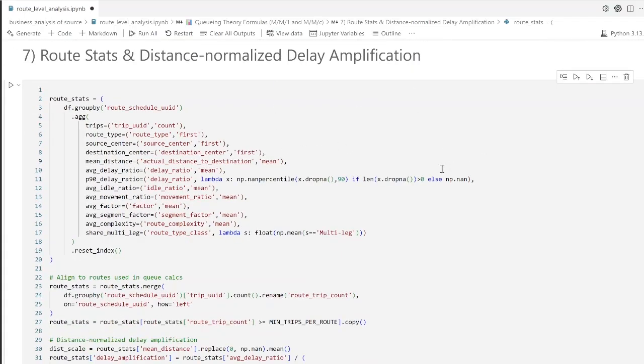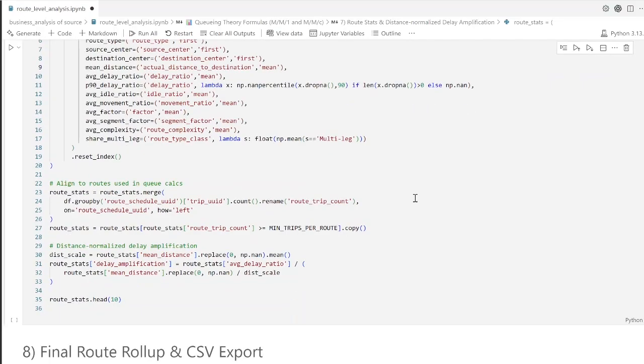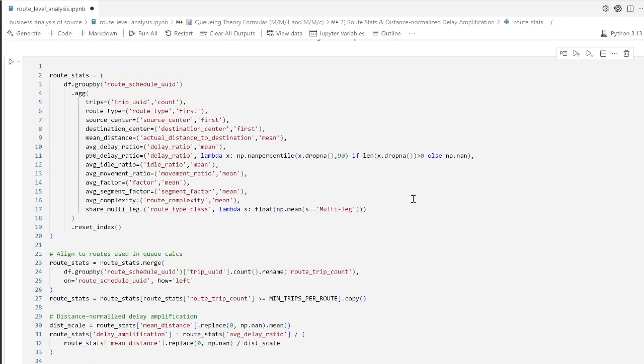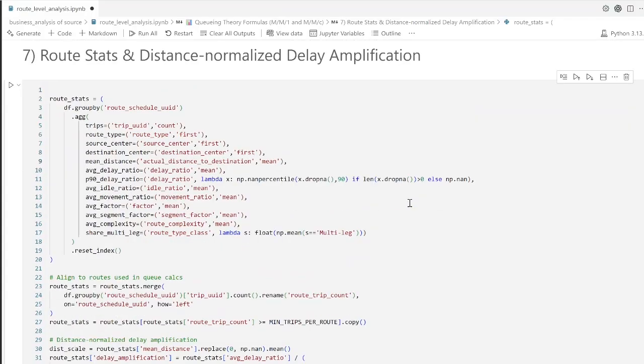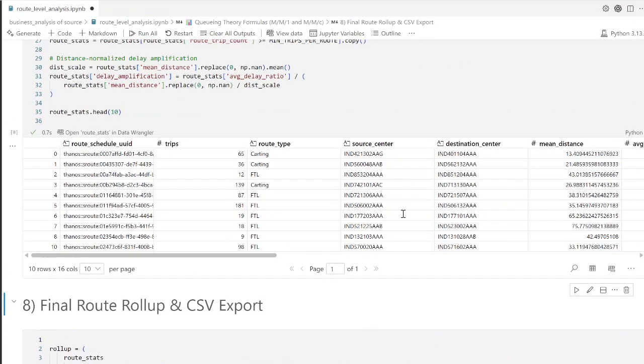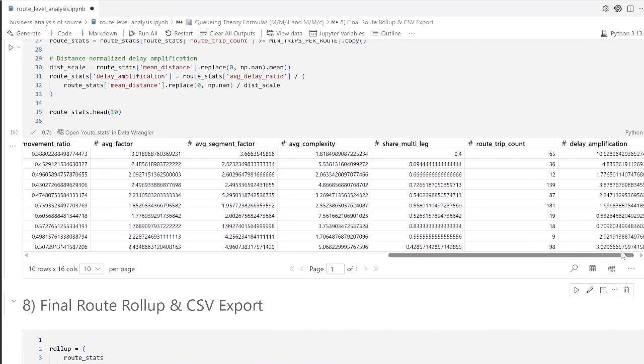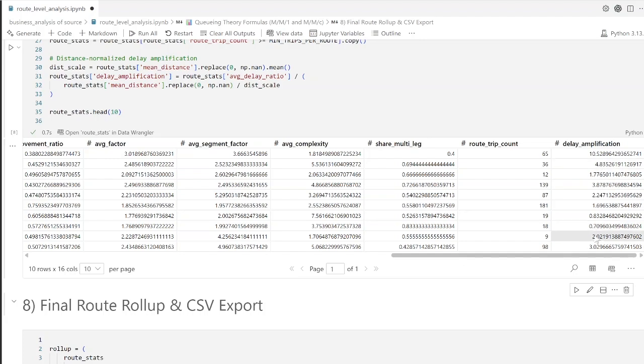Earlier we saw the same delay amplification from a trip point of view. Now multiple trips would be happening on a single route. Now let's try to look at the same analysis from a route point of view. And again, over here, we would have the delay amplification factor. So from this factor, we would be able to identify on which route we are experiencing the greatest bottleneck.